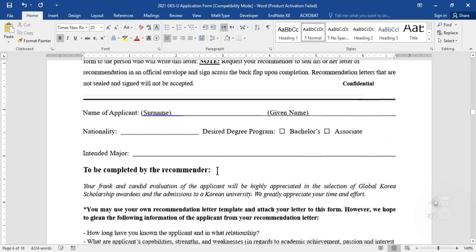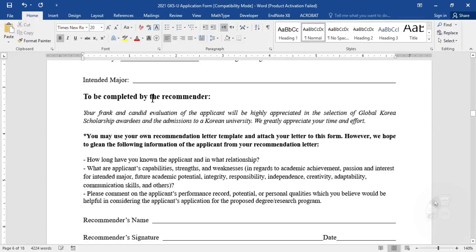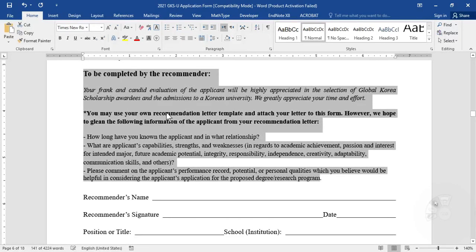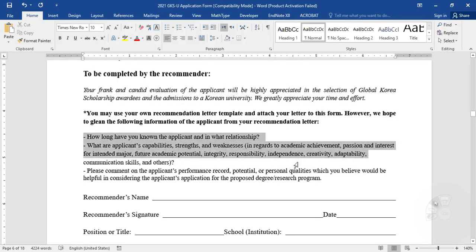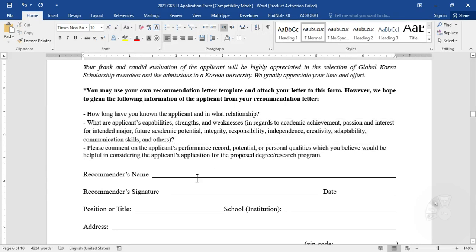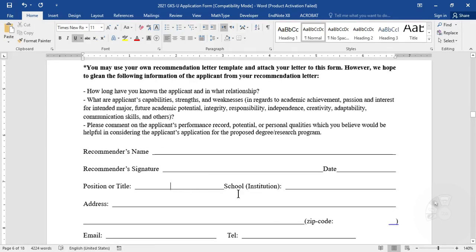For the recommendation letters, you need to mention name and nationality and address and degree and intended major, and you should give this printed form to your recommender, your principal or your teacher, and he will answer these questions on the separate page. And he can write maybe 2 to 3 paragraphs, not a very lengthy one, but short and to the point. And he can write name, signature and position, address, phone number.